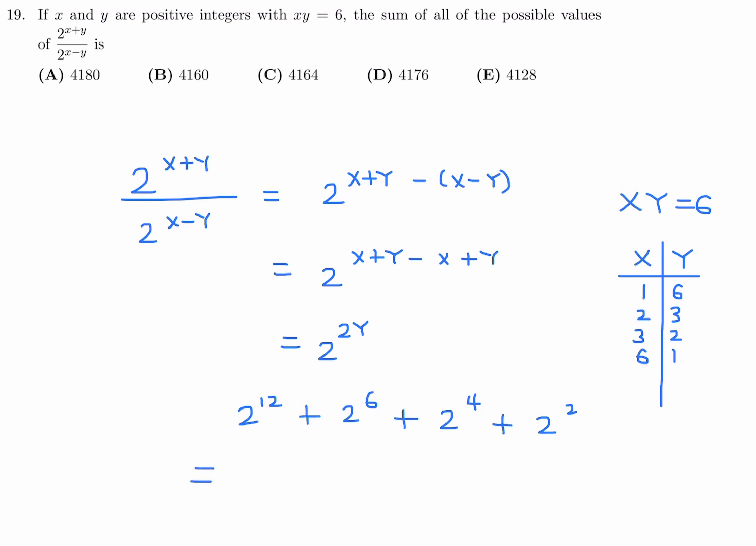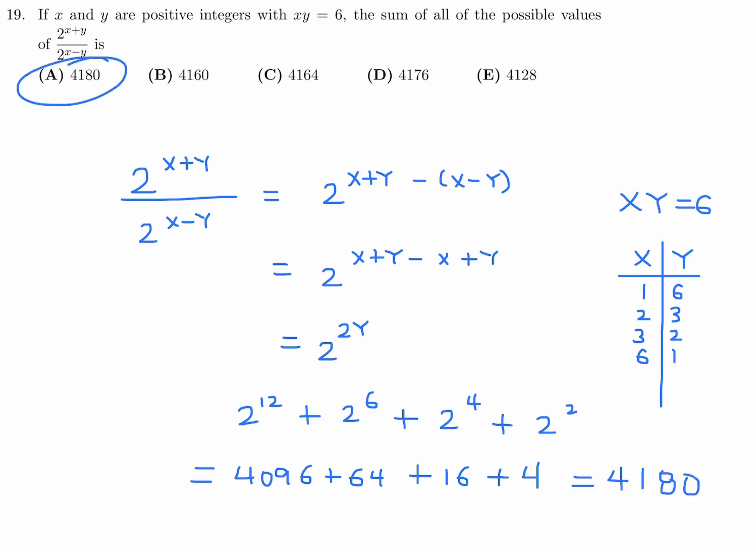So let's do that. When you add them, this is 4096, this is 64, this is 16, and this is 4. That total sum is 4180. Number 19, the answer is 8.